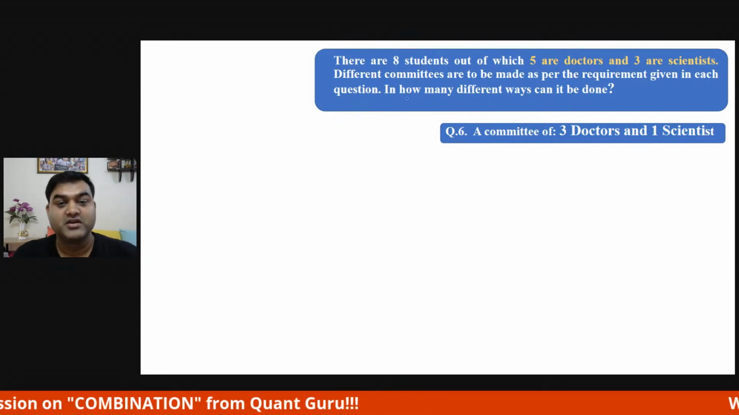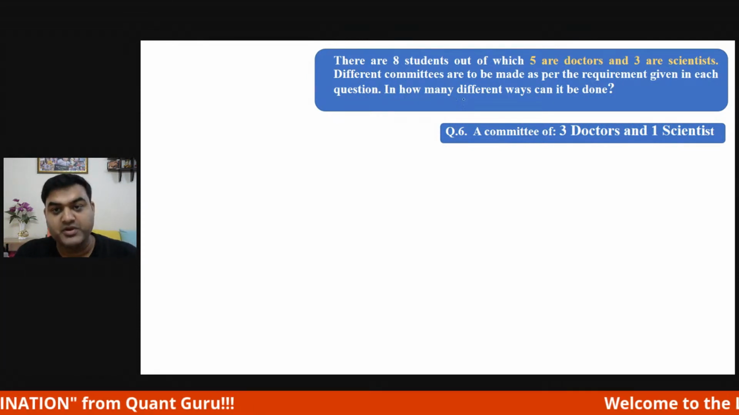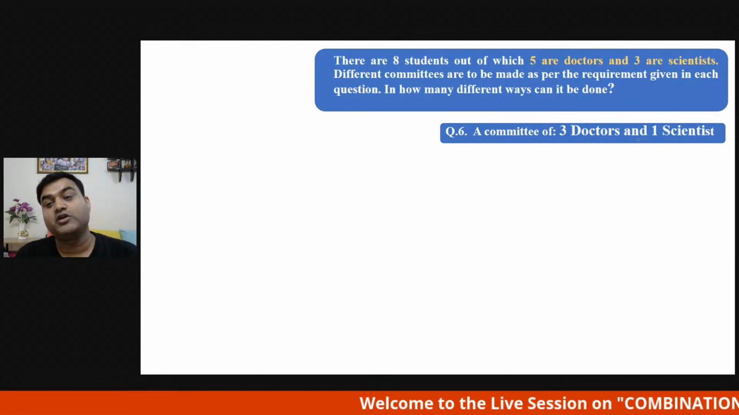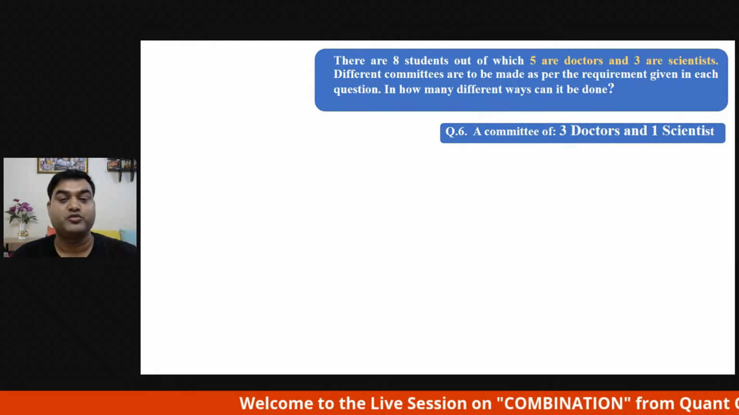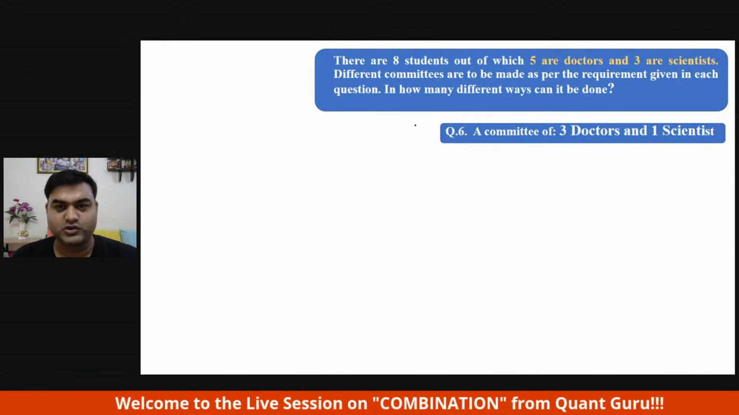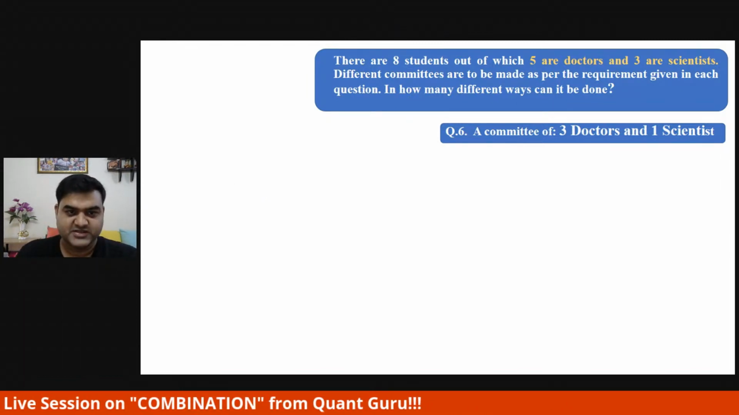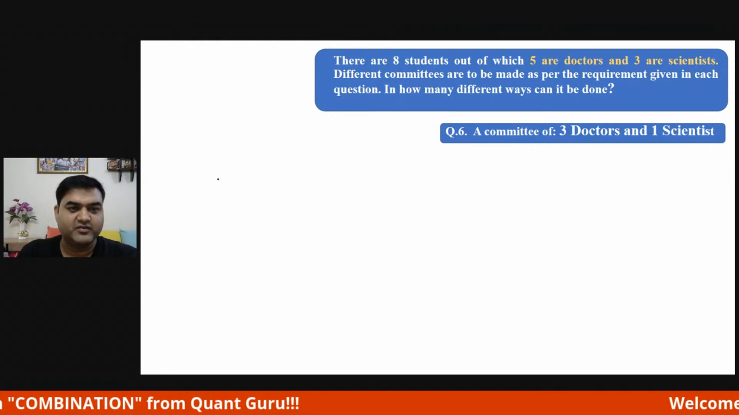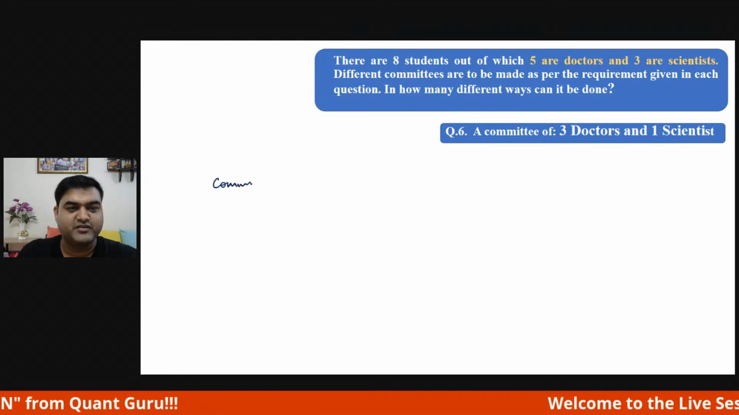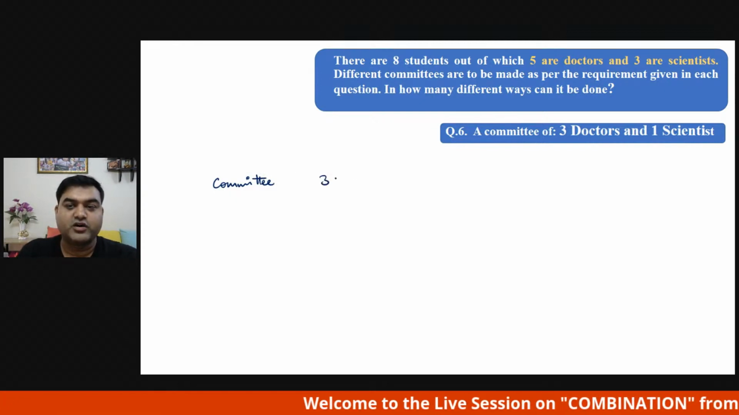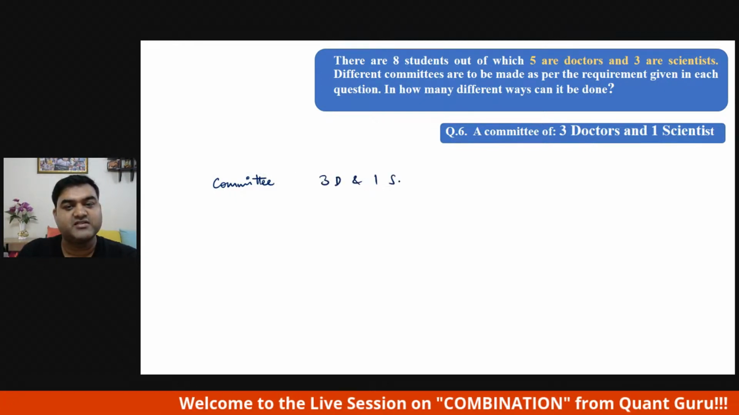They're asking in how many different ways it can be done if a committee of 3 doctors and 1 scientist has to be chosen out of the total number. Why is it not permutation, why is it combination? I'll tell you. Suppose, what is the committee? We have to form a committee of 3 doctors and 1 scientist, right?